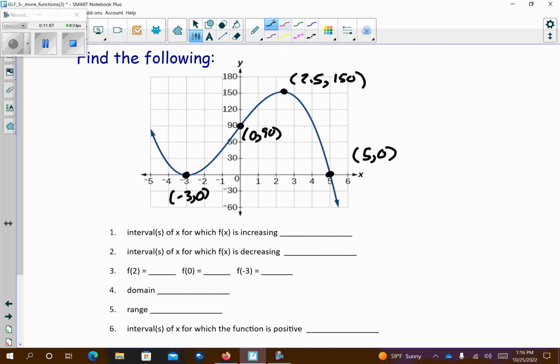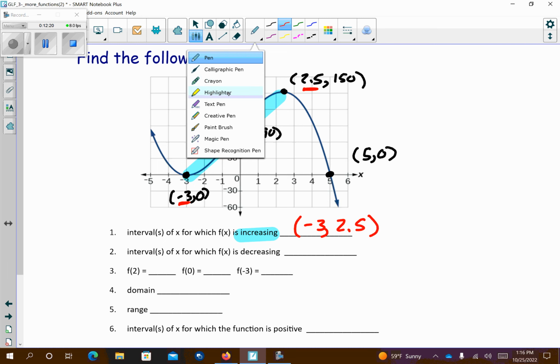So we're going to talk about where it's increasing. Increasing means as I go to the right, it goes up. So from right there to right there, that's where it's increasing. I'm going to use the x values to talk about it. So from negative 3 to 2.5, it's increasing. And they're both soft brackets because those are turning points.